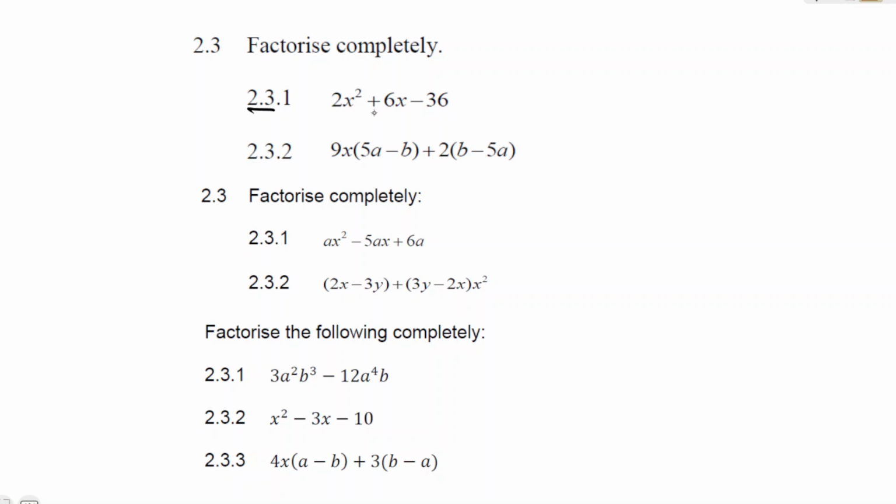So I will start factorizing this one. The best way is you must first pause your video, then factorize it on your own on a piece of paper, and then when I'm doing the correct factorization, you can mark yourself and check if you get the correct answer or not. I'll give you a few seconds to pause the video and factorize it quickly. Number 2.3.1, 2x squared plus 6x minus 36, and then you wait for me to factorize it fully. Then you can check your answer and compare it with my answer.